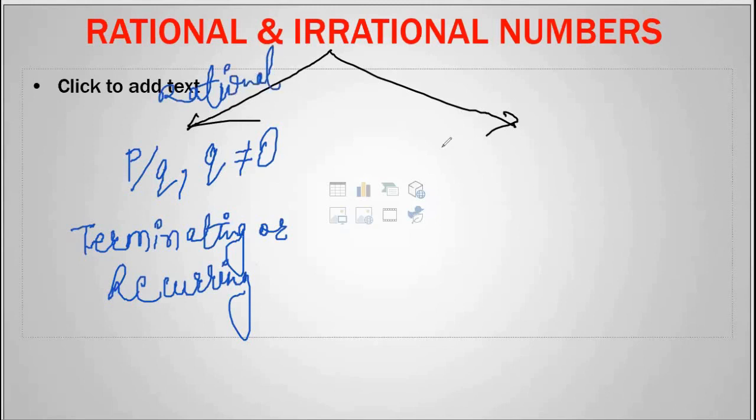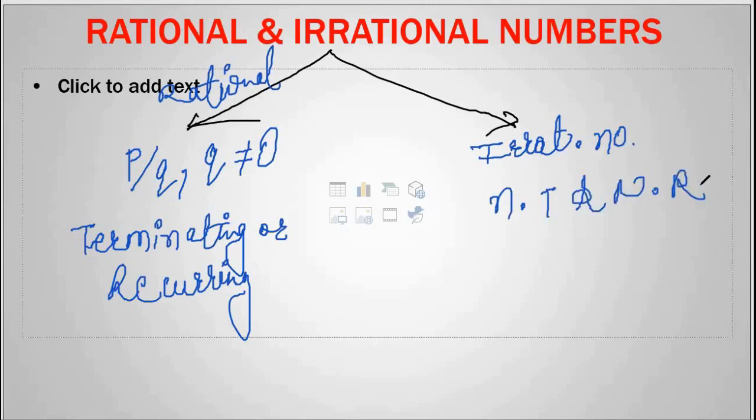Whereas irrational numbers cannot be represented in p by q form. Also, they will be neither terminating, that is non-terminating, as well as non-recurring. To take an example, terminating, obviously you can say 1 by 2. 1 by 2 is 0.5, right? Recurring, you can take the example of 1 by 3. 1 by 3 is 0.33.